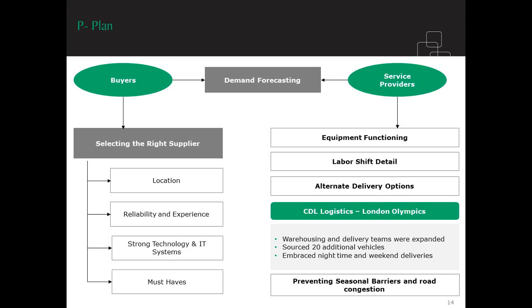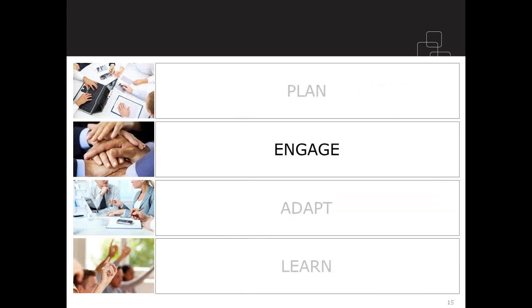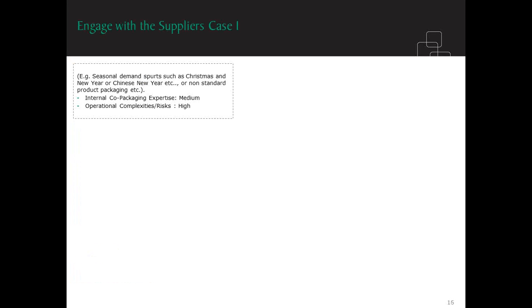Now that we have understood the practices in the industry related to planning and selection of suppliers, the next step in the PEEL concept stands for engage. This part essentially deals with three questions: whom to engage, where to engage, and how to engage. Let us take this case by case.